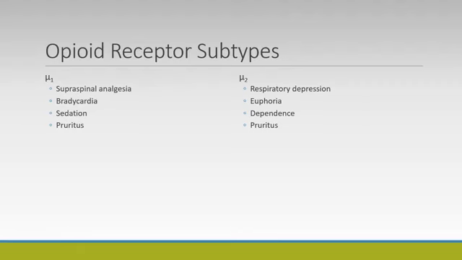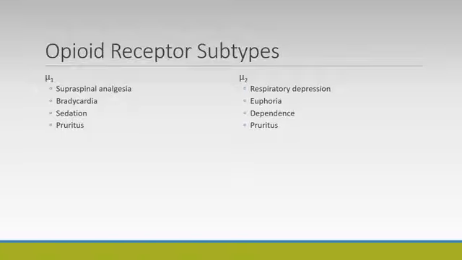As I mentioned before, there are several different opioid receptor subtypes. The two that we're primarily going to focus on are mu1 and mu2. Mu1, as you can see, is listed here along with mu2, and we can see the different clinical effects. Mu1 is associated with bradycardia, sedation, itching, and supraspinal analgesia. That's the main reason that we're using it: we want those supraspinal analgesic effects.